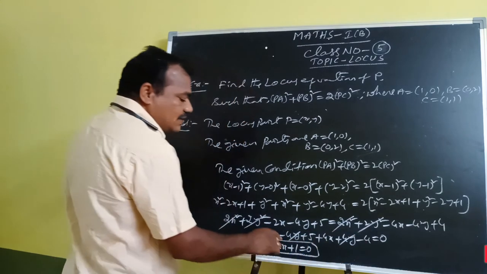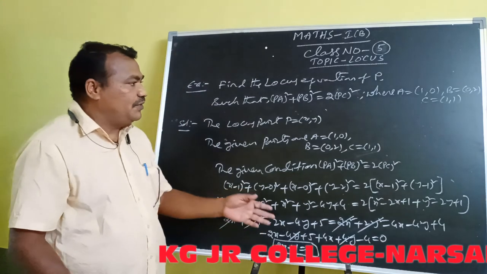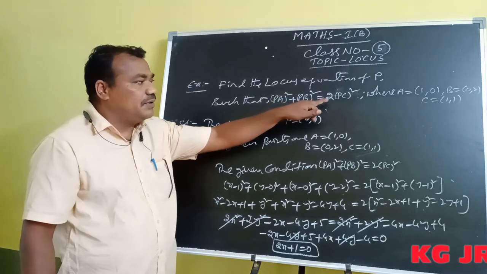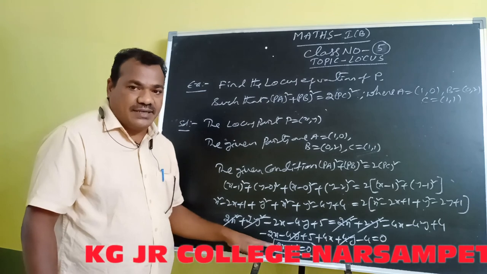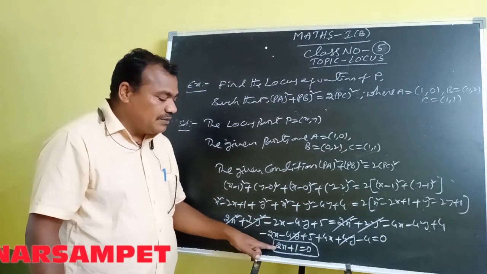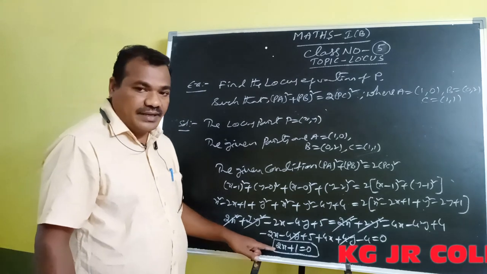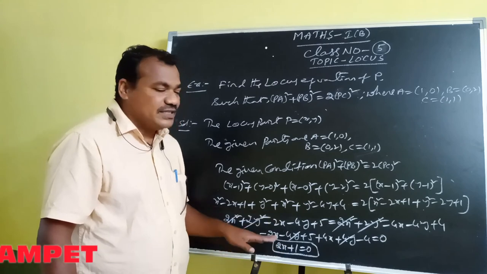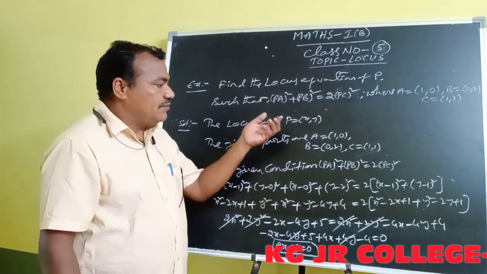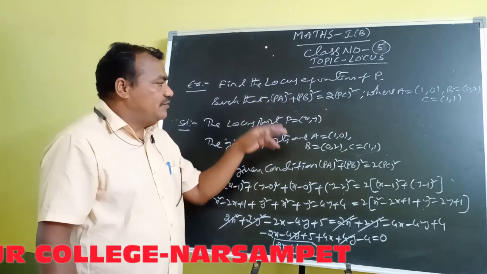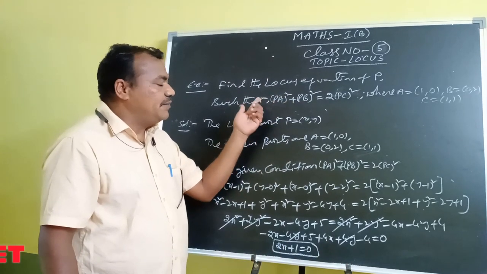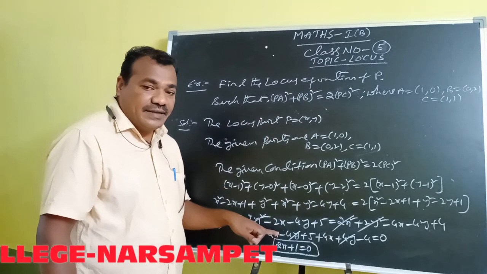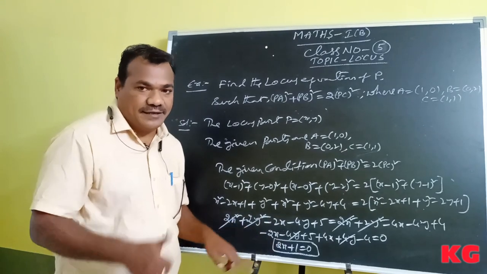Yes, students, this is the required locus equation of P such that the locus condition PA square plus PB square is equal to 2 of PC square is satisfied. Students, it represents a straight line parallel to the y axis: 2x plus 1 is equal to 0. This equation represents a straight line. So the locus of a point moving on a plane, which satisfies the well-defined mathematical condition PA square plus PB square is equal to 2 of PC square, after simplification gives a locus equation that represents a straight line.